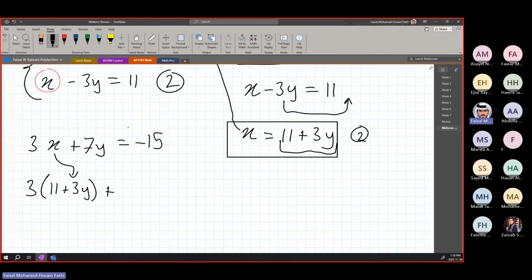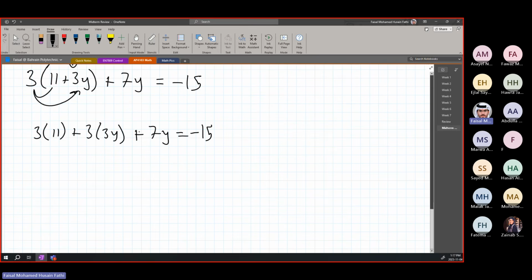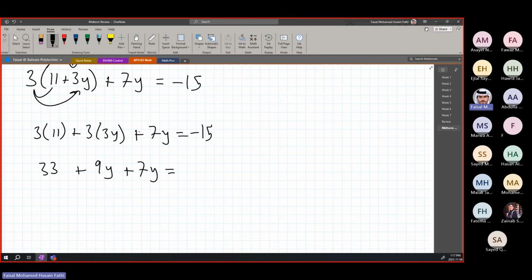So this is just the x. So plus 7y is equal to minus 15. Okay. Now we just distribute the 3 into 3y and solve for y. So 3 times 11 plus 3 into 3y plus 7y is equal to minus 15. 33, which is 3 times 11, plus 3 times 3y is 9y, plus 7y is equal to minus 15.